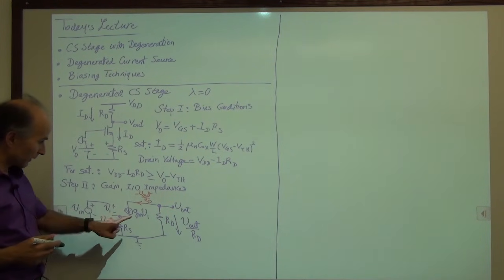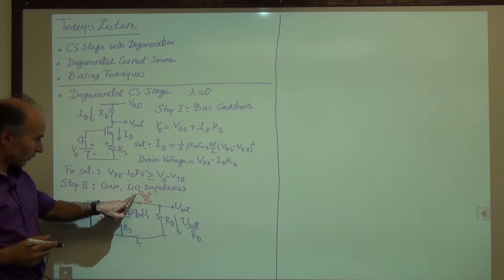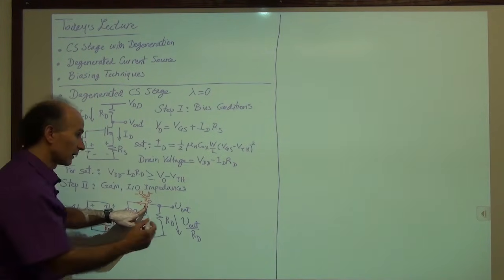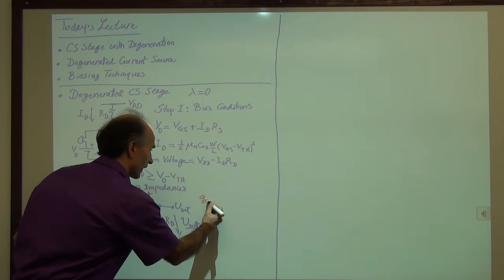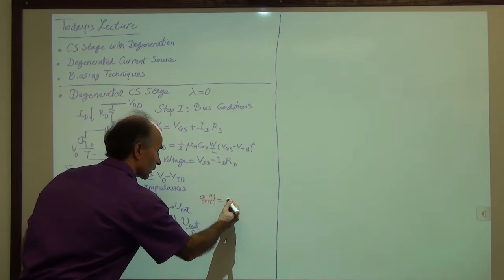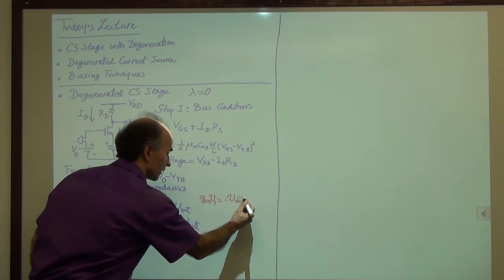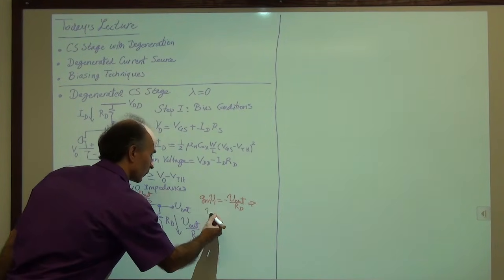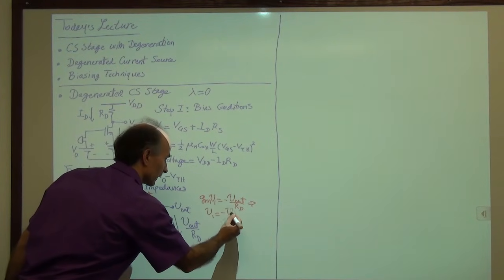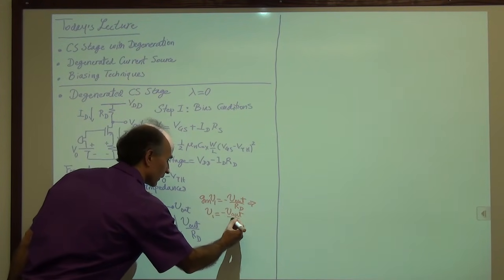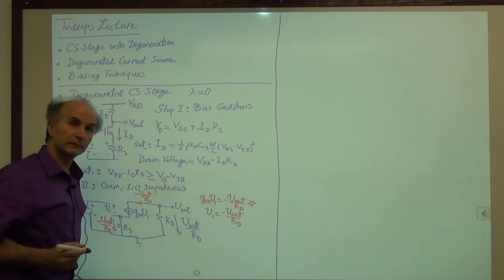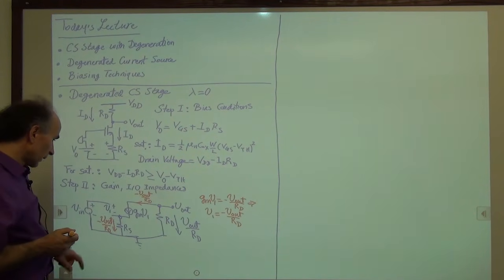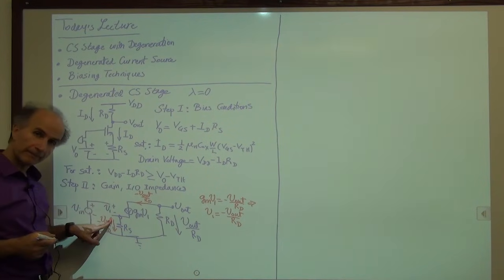The first thing that we observe is that GMV1 is equal to minus V out over RD. So that eliminates V1 right away. So we have GMV1 is equal to minus V out over RD, which means V1 is equal to minus V out over GMRD. Okay, that's good. All right, now that means that we have this voltage here.